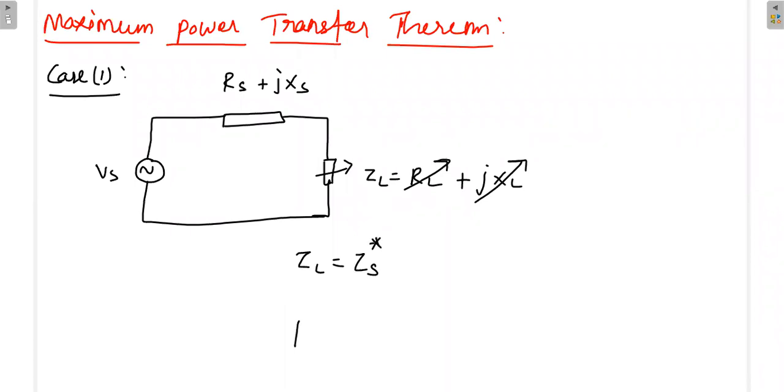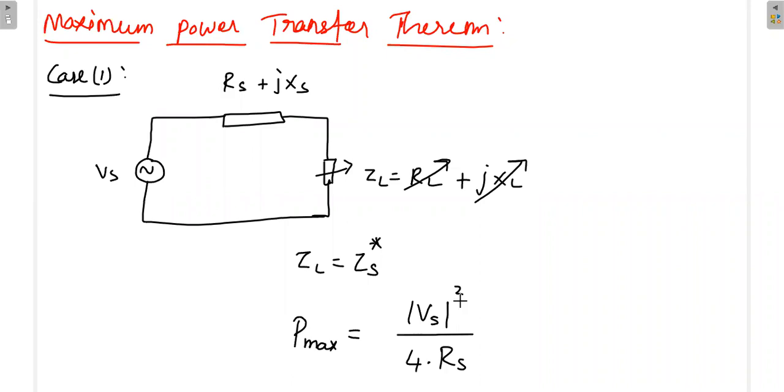Then what is the maximum power delivered? P maximum is equal to the modulus of the source squared, because the source may have an angle also, Vs∠theta. That's why here they put the modulus of the source squared, divided by 4 times Rs, because under maximum power transfer RL should be equal to Rs.